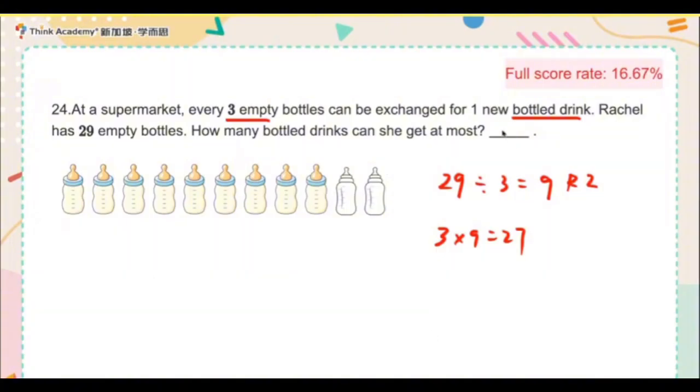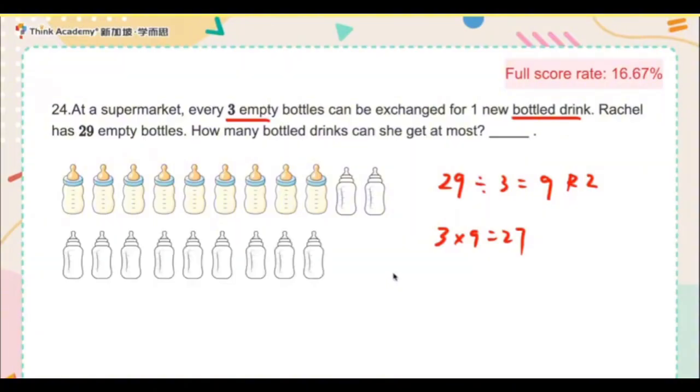Okay, so everyone, some of you just wrote down that your answer should be 9. You can get at most 9 bottles. Actually, cannot. This is because Teacher Jane is so thirsty. So I drank all the 9 bottles.